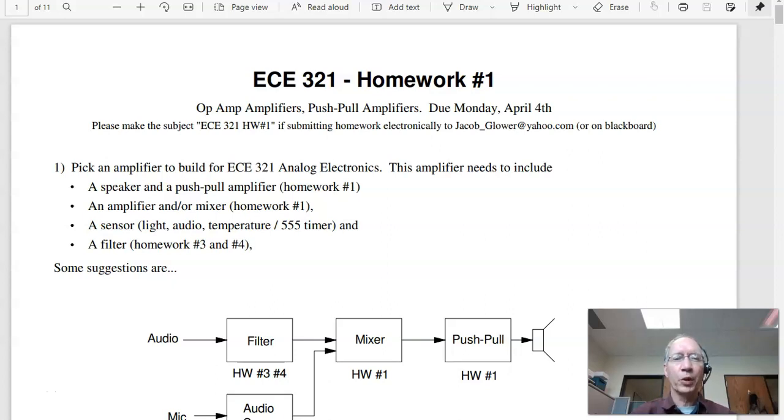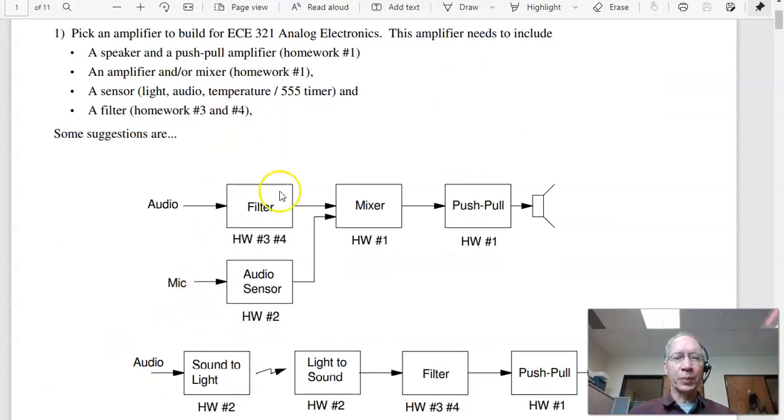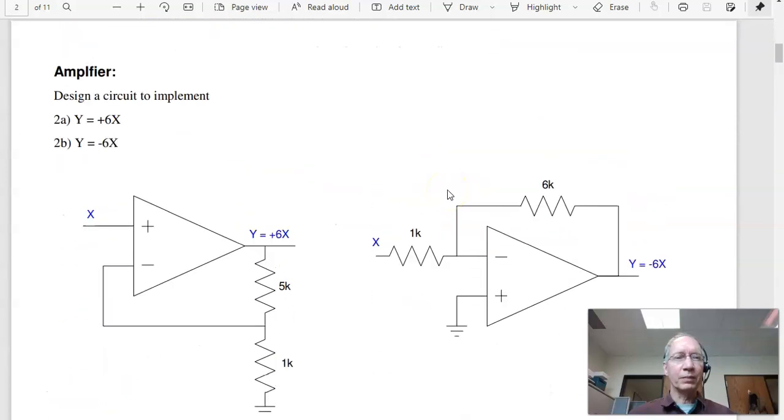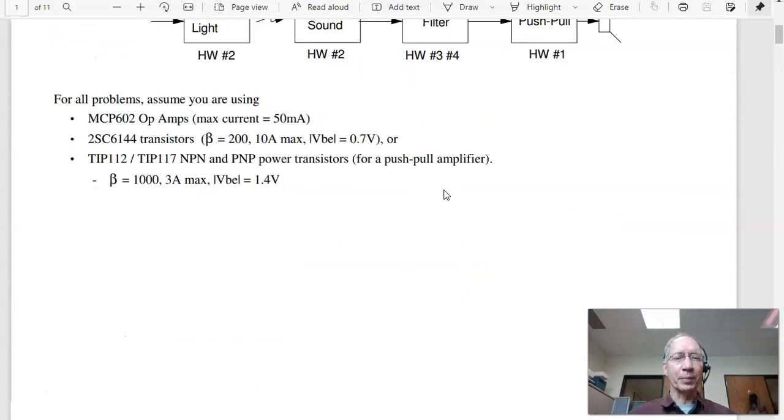Here's the solution to homework set number 1 for ECE 321, Analog Electronics. Now in this homework set, we're building the last part of a multi-stage amplifier, and maybe the last two, an amplifier like a preamp, along with a push-pull. So let's pick your favorite problem.